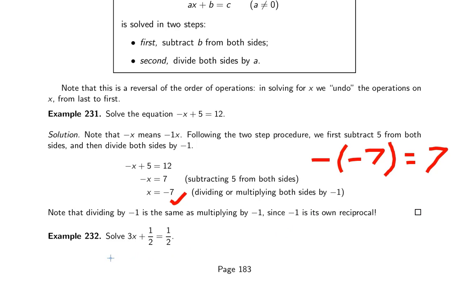Okay, how about this example? Example 2, with fractions, so 3x plus 1/2 equals 1/2. Okay, we're using the same steps. This time b is 1/2 and c is 1/2. So the first step is to subtract 1/2 from both sides.